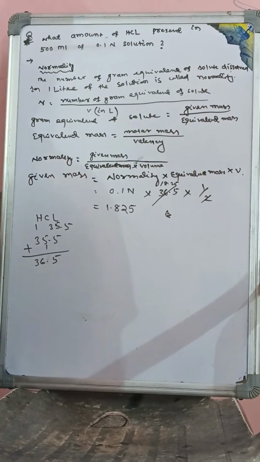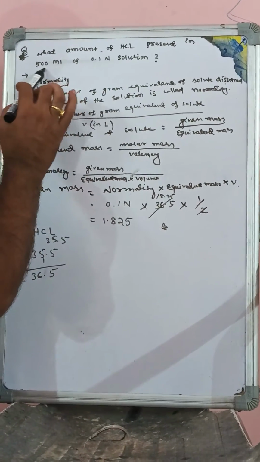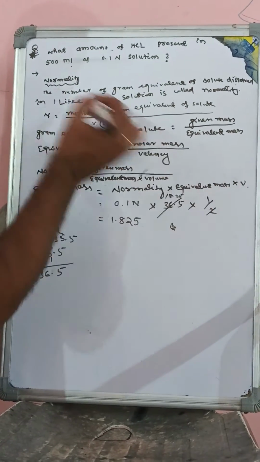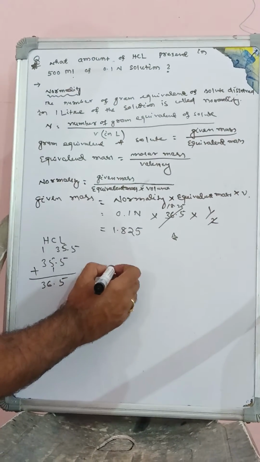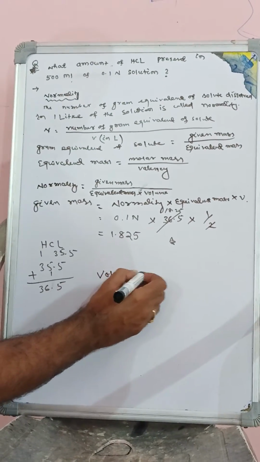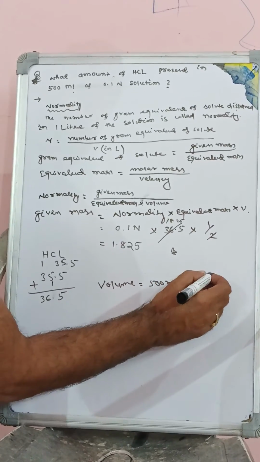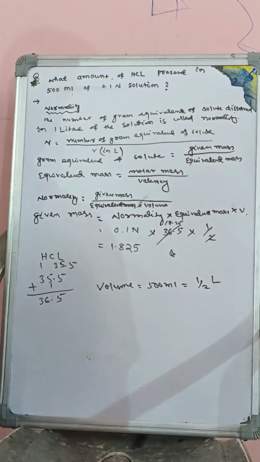In this way we can find what amount of HCl is present in 500 ml of 0.1 N solution. We put the volume equal to 500 ml, that is half liter. In this way you can find it.